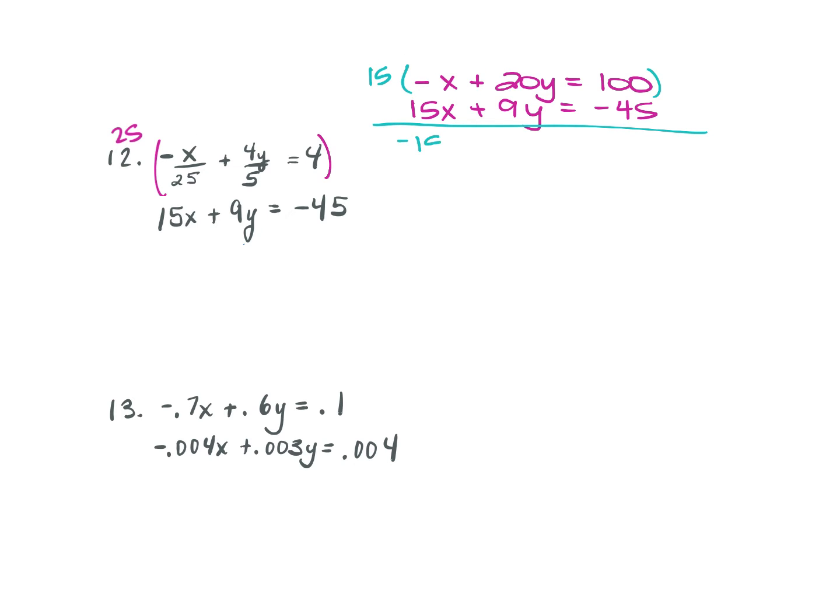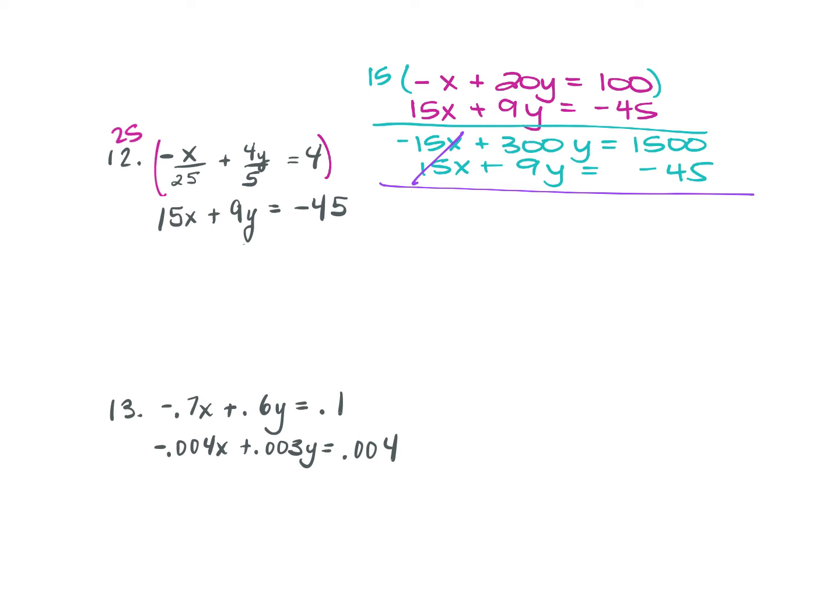So that's going to give us a negative 15x plus 300y is equal to 1500. Oops. You also have the 15x plus 9y is equal to negative 45. So combine your like terms here. Your 300 plus 9 is 309. Keep the y attached to it. Your 1500 minus 45 gives you 1455.